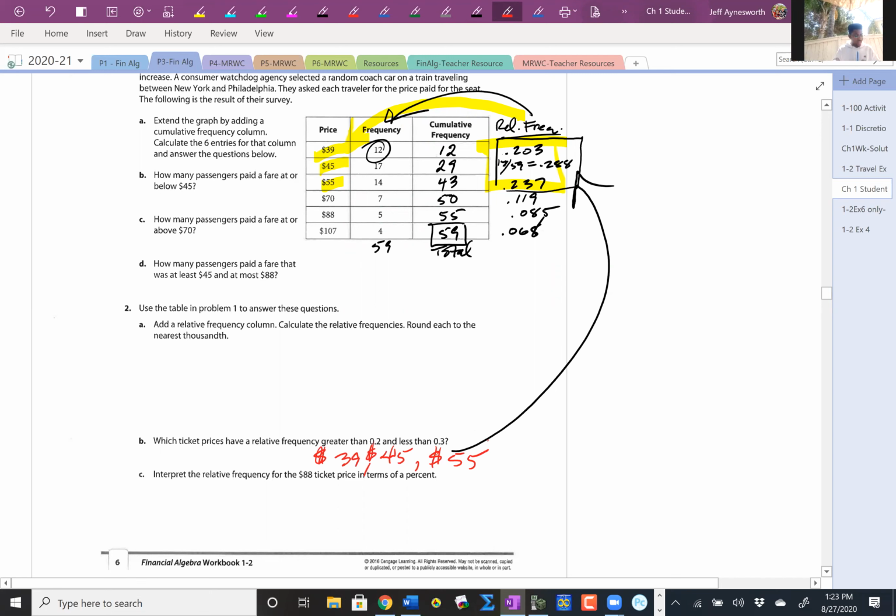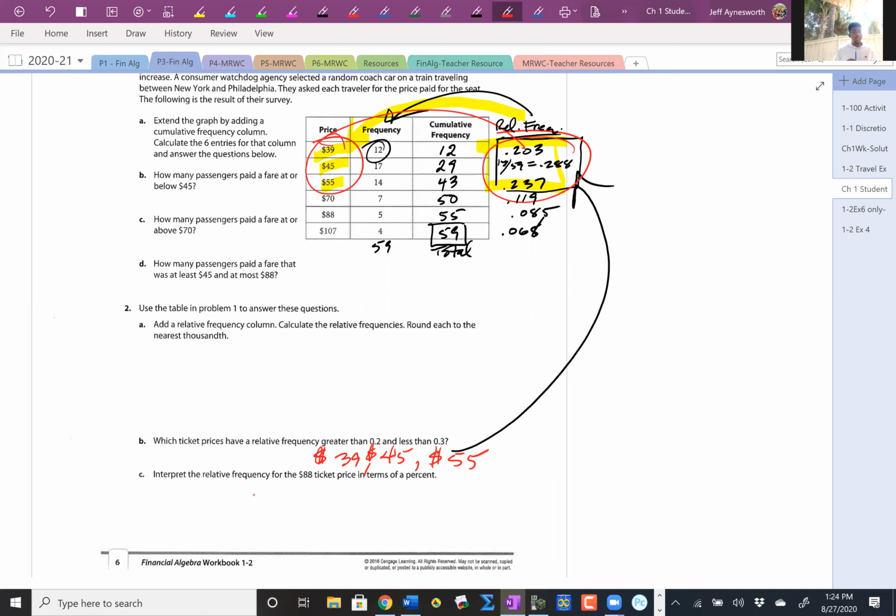I believe disagree. Do you agree with that? I mean, do you follow me here? That these ticket prices have relative frequencies between 0.2 and 0.3. Yes. Okay. Wait, are you talking about the 0.085 and that 0.068 too? No, those are less than 0.2. The question, those ones are. Yeah, which ones are?